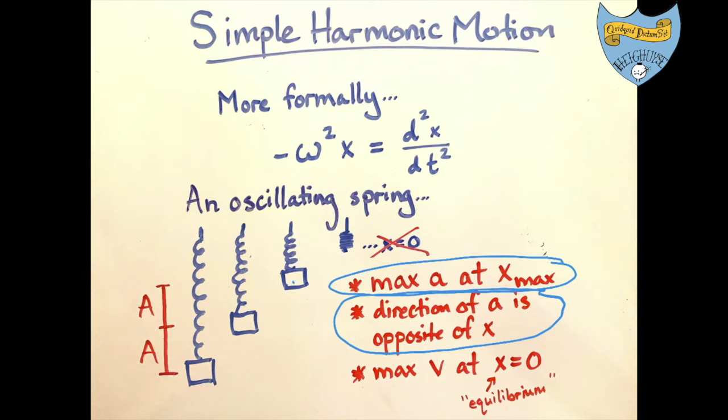Anywhere above equilibrium, the acceleration is down. That would be a negative acceleration when it has a positive position. And of course, when it's at the bottom, the acceleration is in the upwards direction, again, opposite its position. Finally, we should also note that you always have the maximum velocity when the position is 0. So it's always moving fastest right here at the equilibrium position.